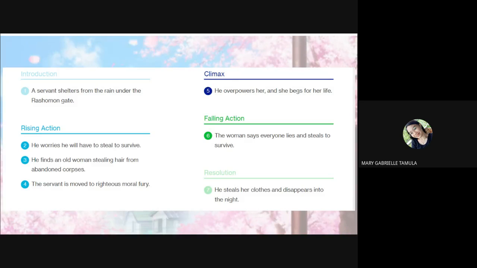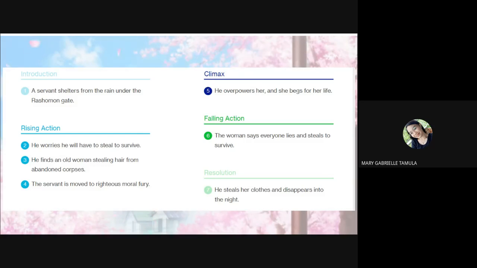Then the old woman, sir, when she's stating, I'm taking this woman's hair while I thought I'd make a wig, so that she can survive, sir. So both of them have similarities in their problem in the story.